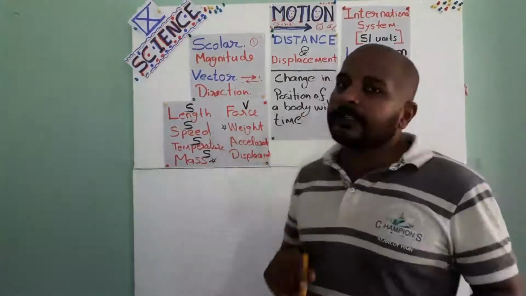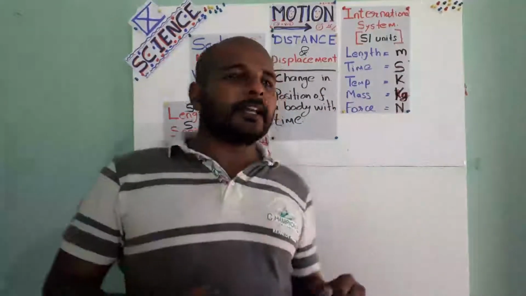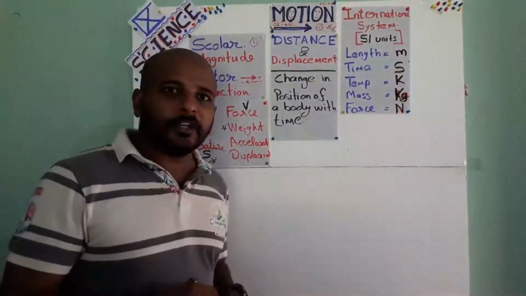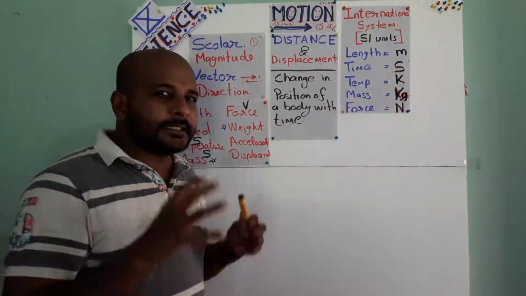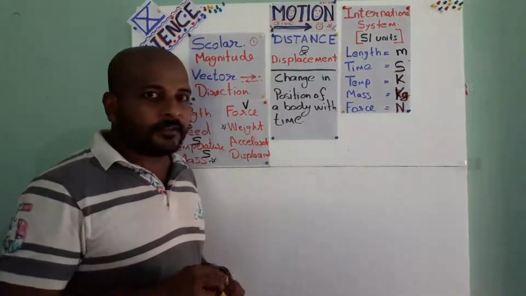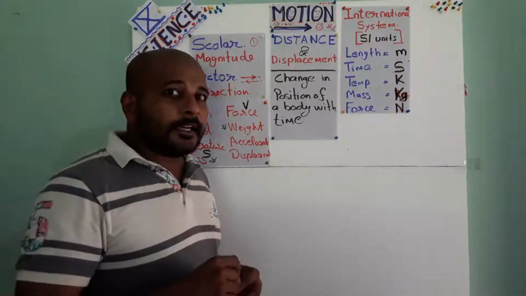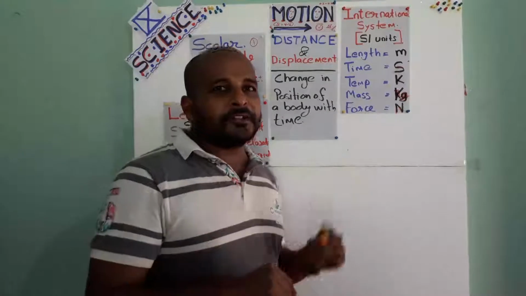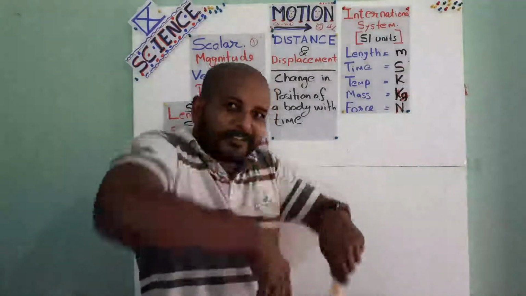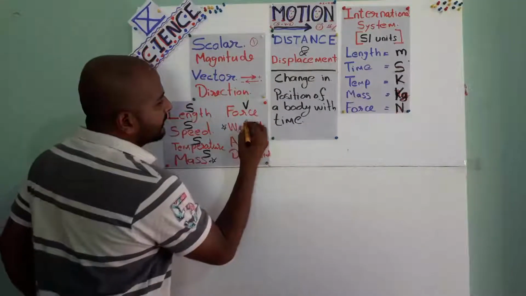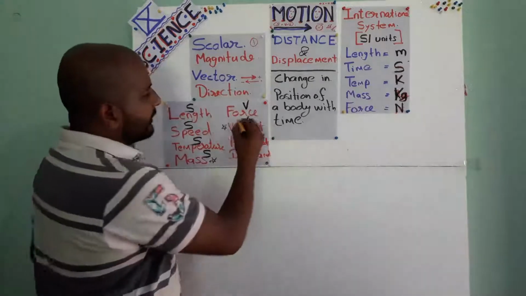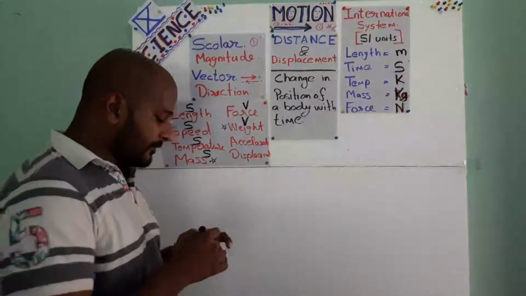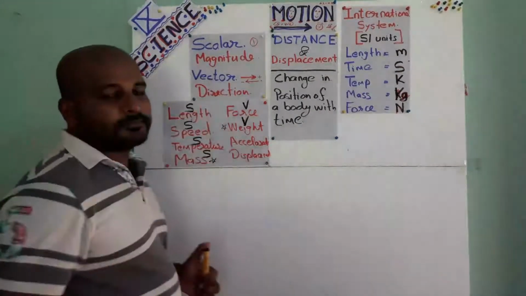What is scalar and what is vector? In the case of weight, weight is scalar or vector? Tell me. Anything is depending upon direction here? Yes, the gravitational pull is pulling it downside, isn't it? Then only we can say it is weight. So that particular direction is involved, so it is what? A vector quantity.